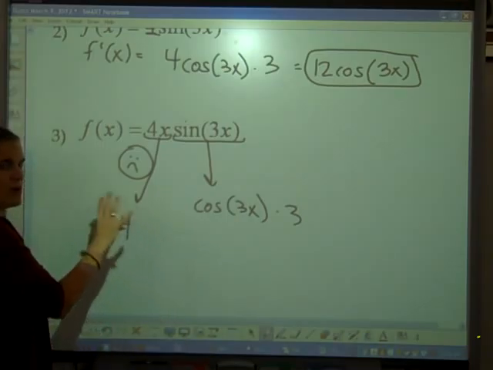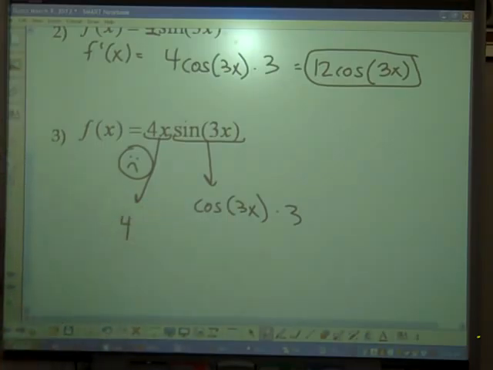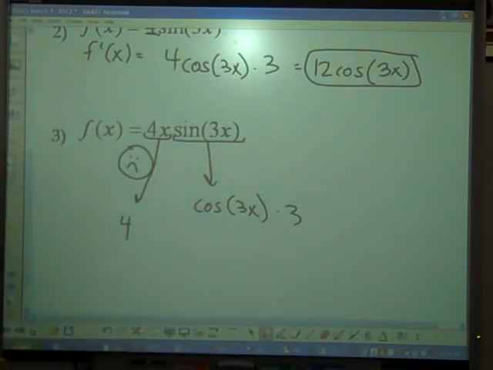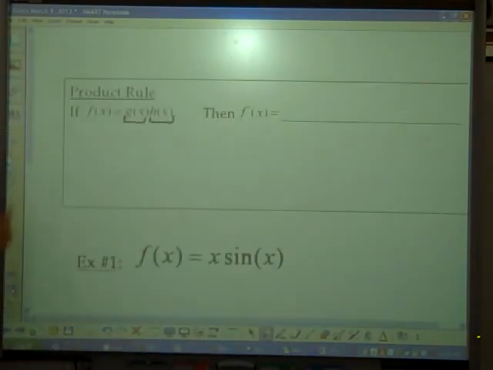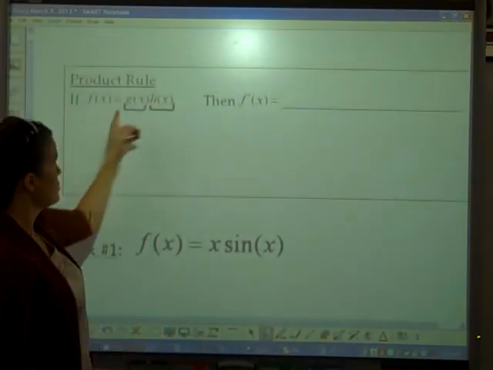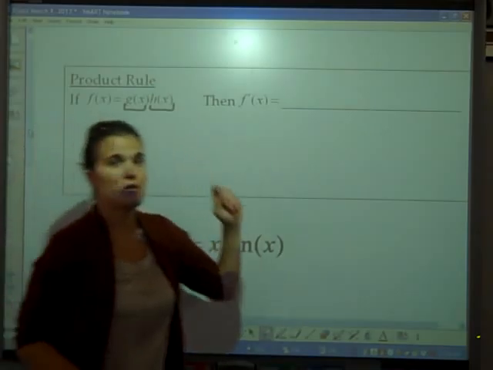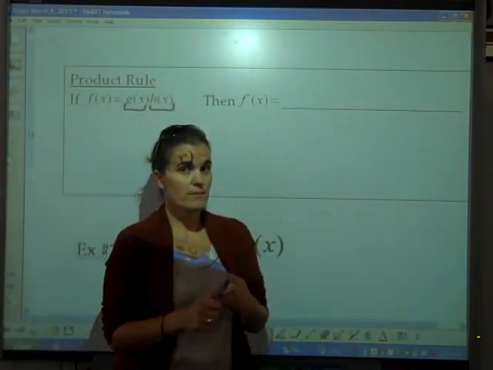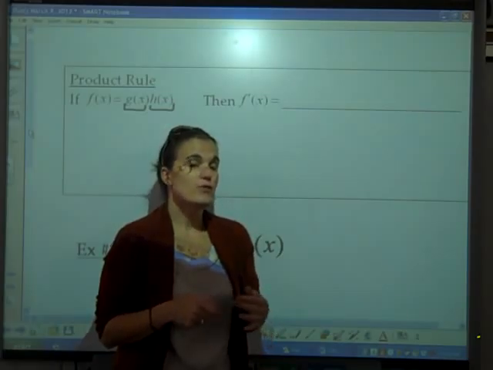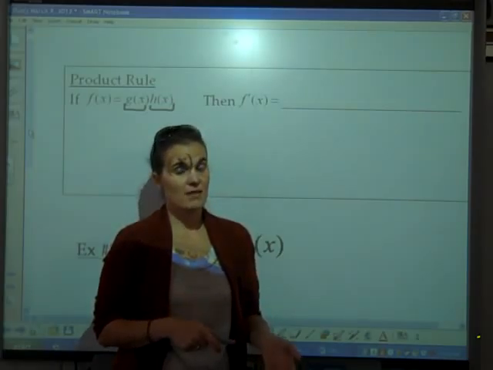Okay? And we'll come back to this problem. Actually, why don't you come back to this problem after we're done with the lecture and see if you can now successfully state what the derivative should be. Okay? But both of those pieces will be involved in the derivative. Okay? So what you're going to do, if you have g of x times h of x, you'll take the derivative of the first function, multiply it by the second function, and then add that to the first function multiplied by the derivative of the second function.